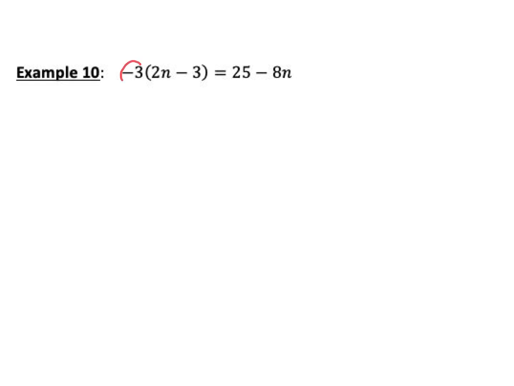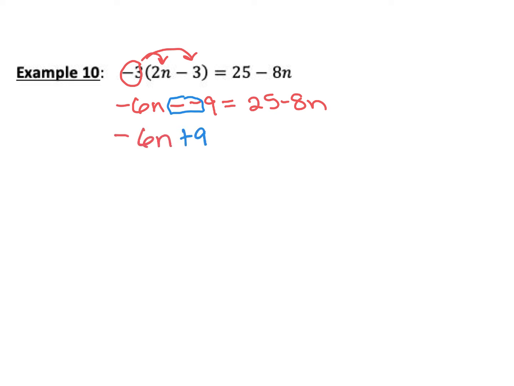So we're going to take our negative 3 and we're going to multiply it in to our parentheses. So negative 3 times 2n is negative 6n. And then we have minus, and then negative 3 times 3 is negative 9, equals 25 minus 8n. And then notice how we have this minus a negative. So what that really means is we have plus 9. So we still have our minus 6n plus 9 equals 25 minus 8n.